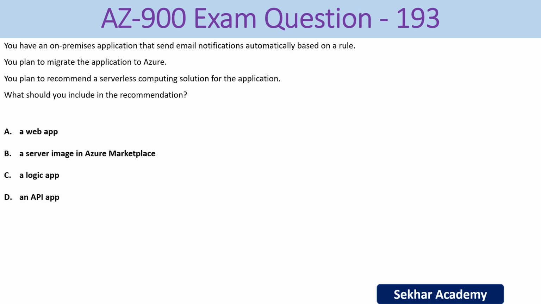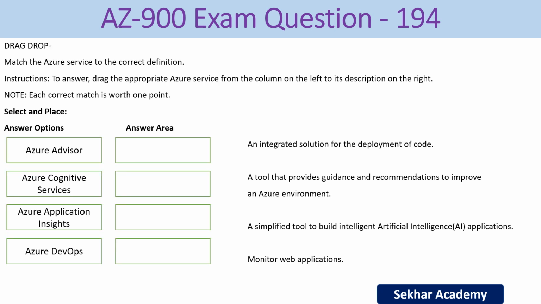AZ-900 exam question number 193. You have an on-premises application that sends email notifications automatically based on a rule. You plan to migrate the application to Azure and you plan to recommend a serverless computing solution for the application. What should you include in the recommendation? Options we have: A, a web app; B, a server image in Azure Marketplace; C, a logic app; D, an API app. The right answer is a logic app, since you planned to recommend serverless computing.